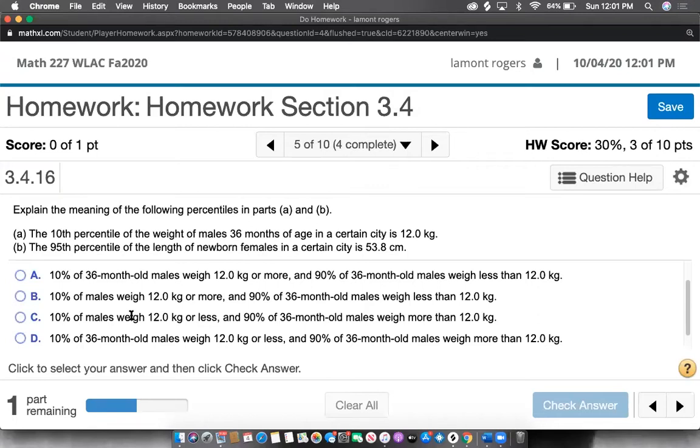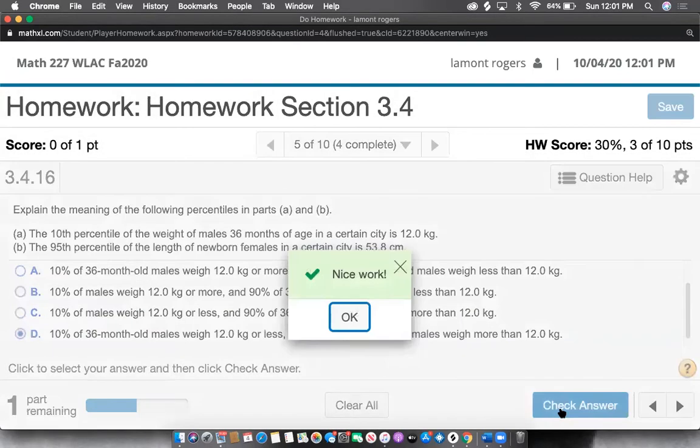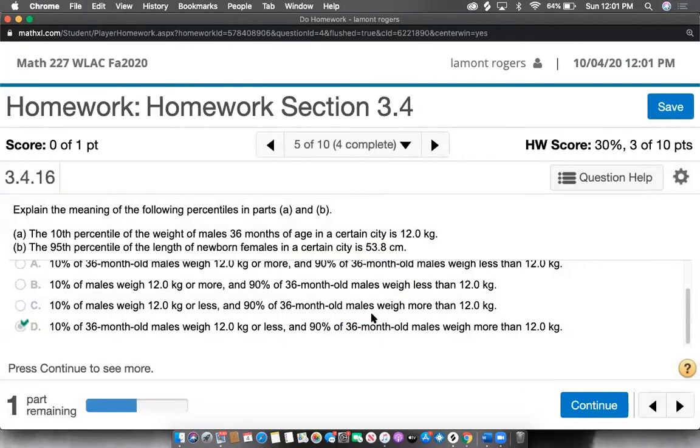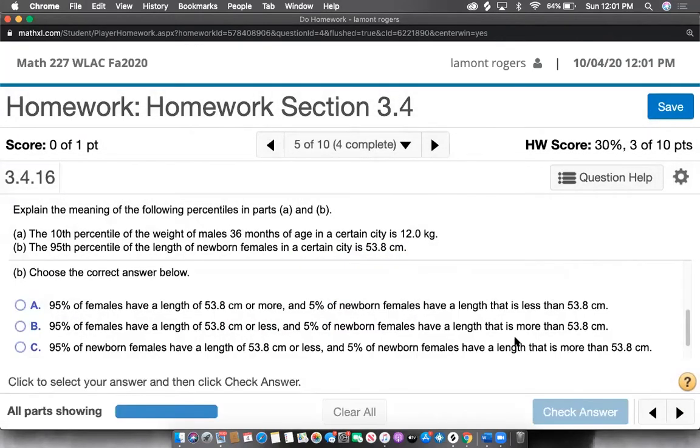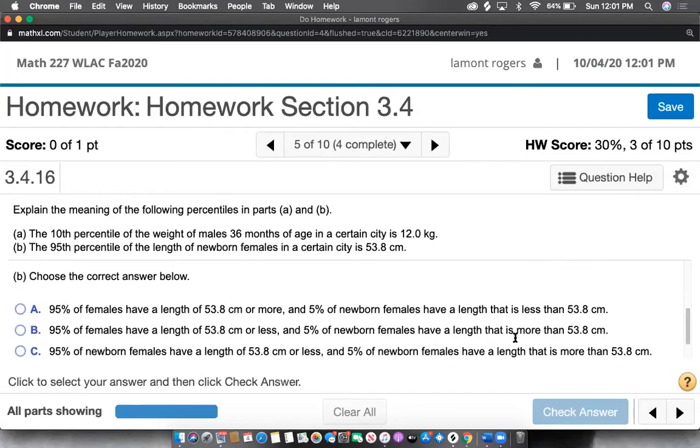Gotcha. So it's basically just asking you to explain this. Like, which one of these matches with this? Yeah, for part A. Now for part B, same thing. See if you can get part B. Answer below.